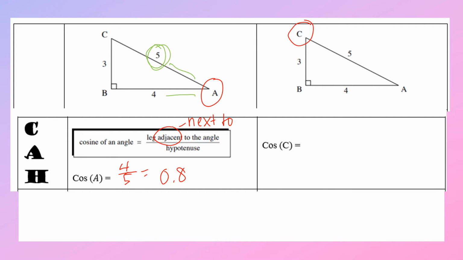Cosine of C, so we are doing the leg adjacent, which would be 3, because the hypotenuse in this triangle is 5. So you're basically just looking at the numbers and then simplifying if you need to.